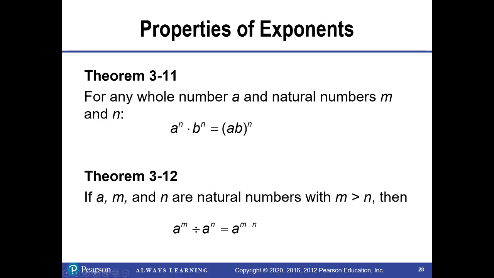So in other words, what this is telling us is if we had, let's say, 3 to the 4th times 7 to the 4th, different bases, same power, that is the same as (3 times 7) to the 4th. And we could show that using a calculator.